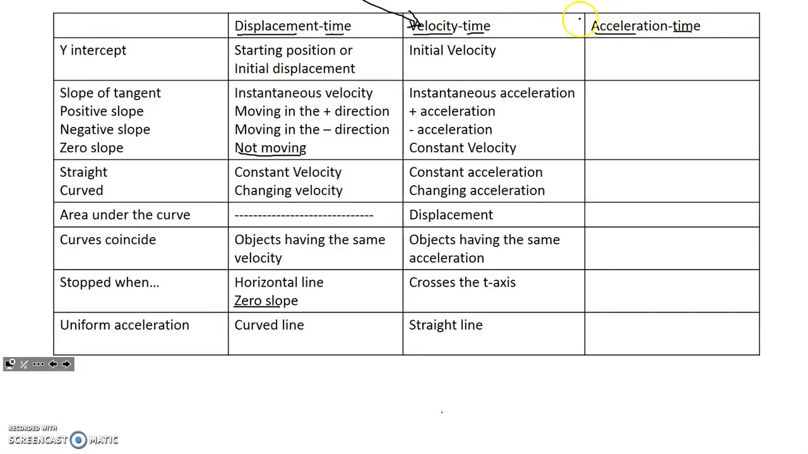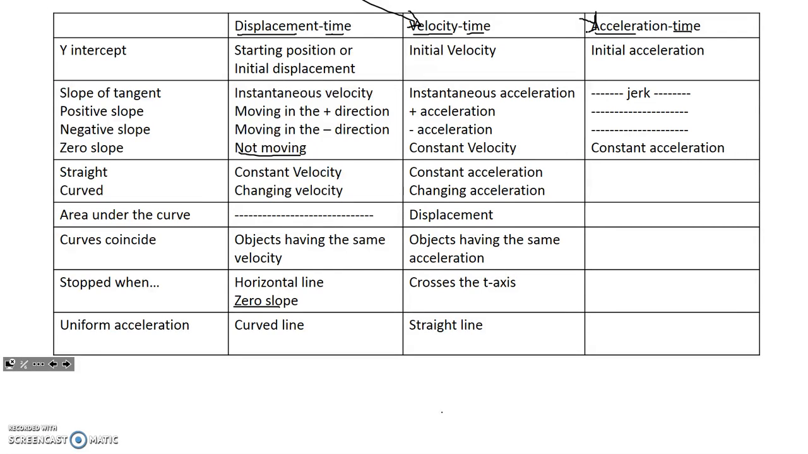Now we're going to move over to the acceleration time graph. The initial acceleration is the y-intercept. Again, if you notice, there's a kind of a theme going on. Now, let's move on to this next one. This next one, we're going to cross out. The slope of the acceleration, if it has a slope, is known as a jerk.